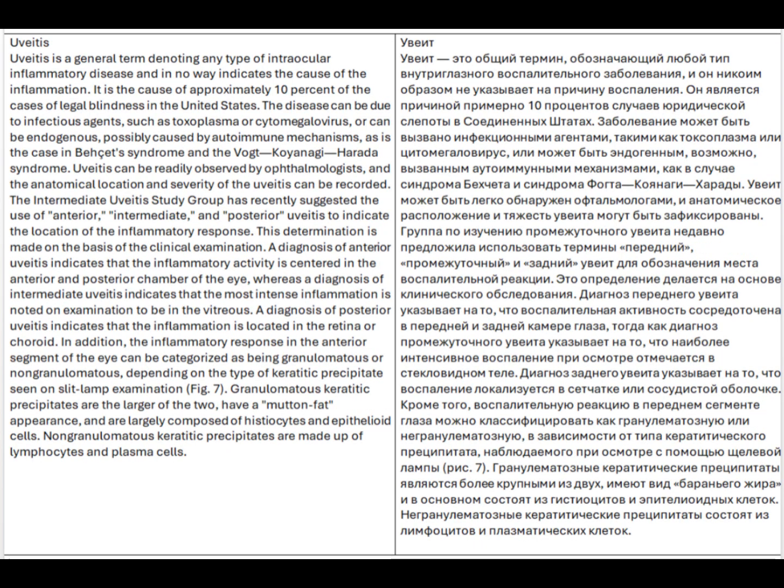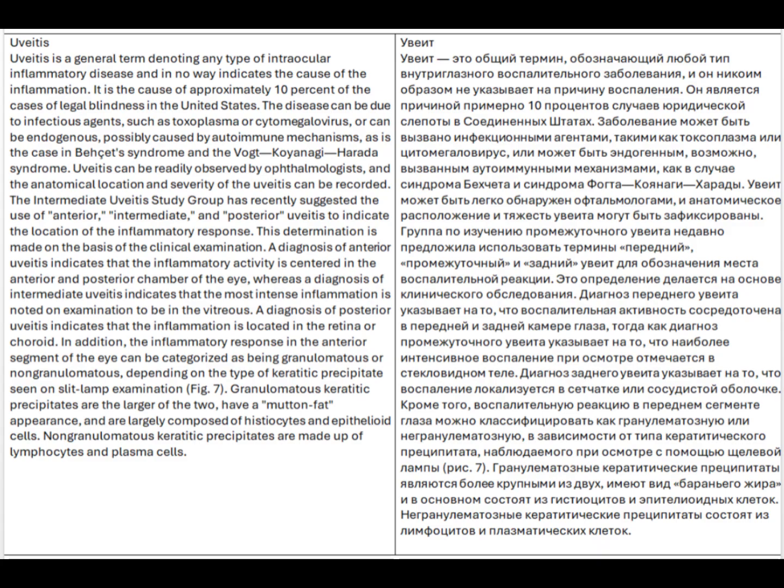Uveitis. Uveitis is a general term denoting any type of intraocular inflammatory disease, and in no way indicates the cause of the inflammation. It is the cause of approximately 10% of the cases of legal blindness in the United States. The disease can be due to infectious agents, such as toxoplasma or cytomegalovirus, or can be endogenous, possibly caused by autoimmune mechanisms, as is the case in Behçet syndrome and the Voigt-Koyanagi-Hirota syndrome.